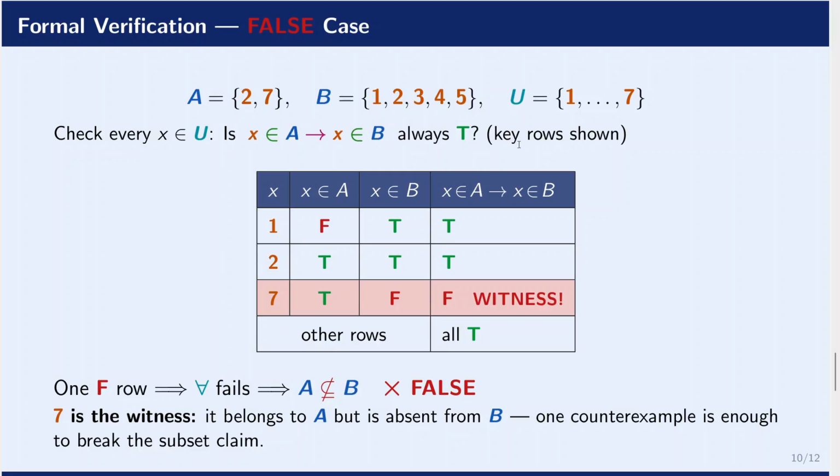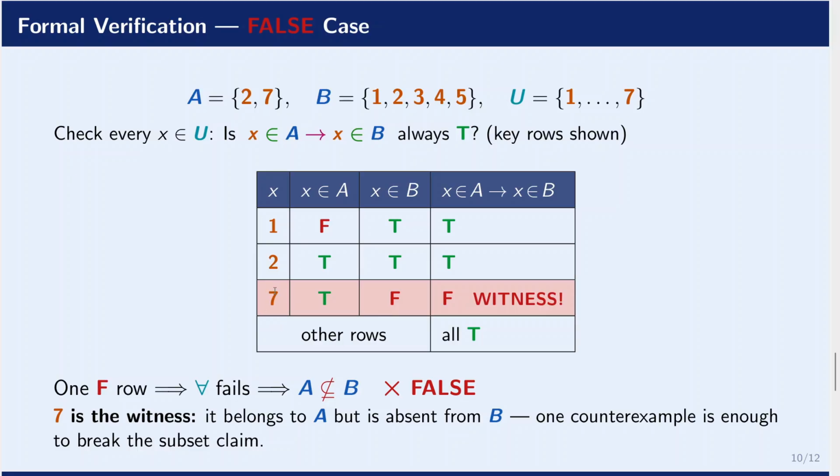Let's look at the key rows in our table. For X equals 1, the hypothesis is false and the conclusion is true, making the overall implication true. For X equals 2, the hypothesis is true and the conclusion is true, making the implication true. But let us skip down to the row where X equals 7.